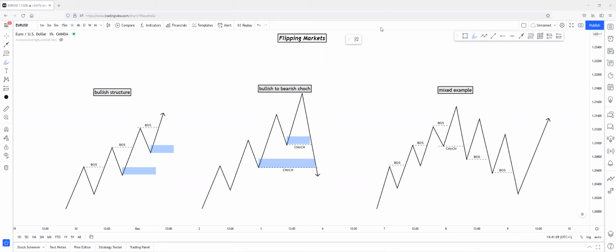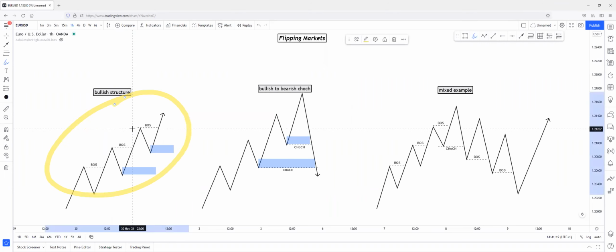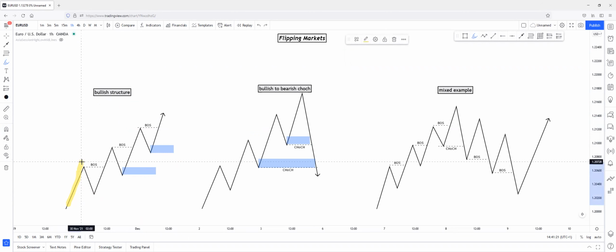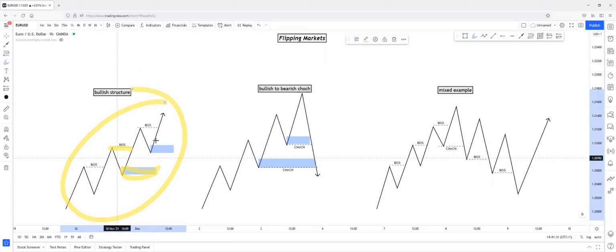What is a change of character? It is when the market structure changes to bullish from bearish, or changes to bearish from bullish. So basically, it's the change in the overall trend. As you can see in the first example here, we have a bullish structure because price is creating a series of higher highs and higher lows, breaking structures to the upside, creating demand zones over and over again, breaking through weak highs, breaking through supply zones.